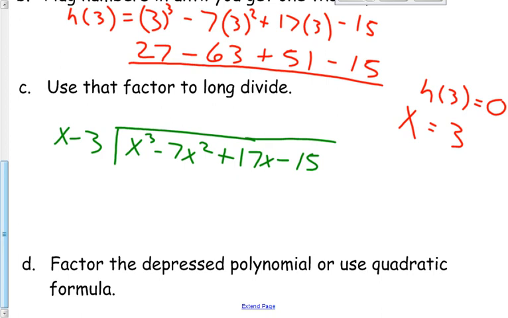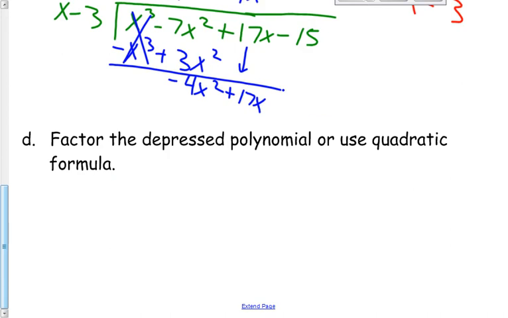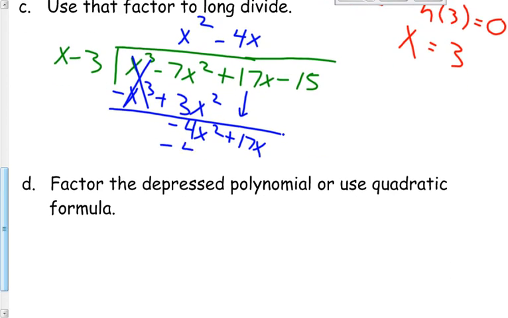So x times what is x cubed? X squared. Multiply it down. X cubed minus 3x squared. Change the signs on both of them. Cancels out. Negative 4x squared. Bring down the 17x. Let's do the same thing. We're going to have a negative 4x up here now. Multiply it down. We have a negative 4x squared plus 12x's. Change the signs on both of them. Cancels out. 5x. Bring down the negative 15.